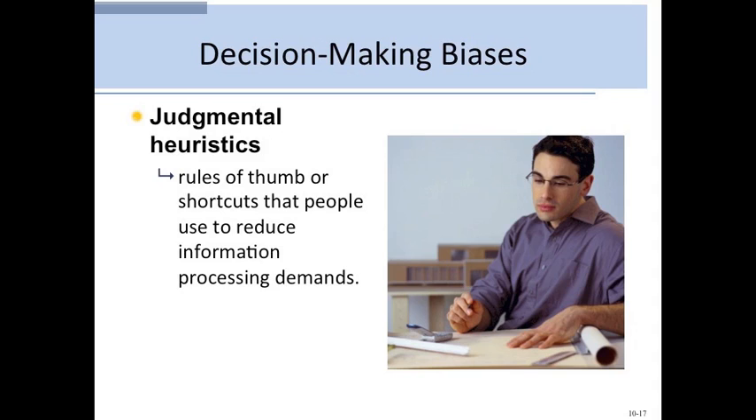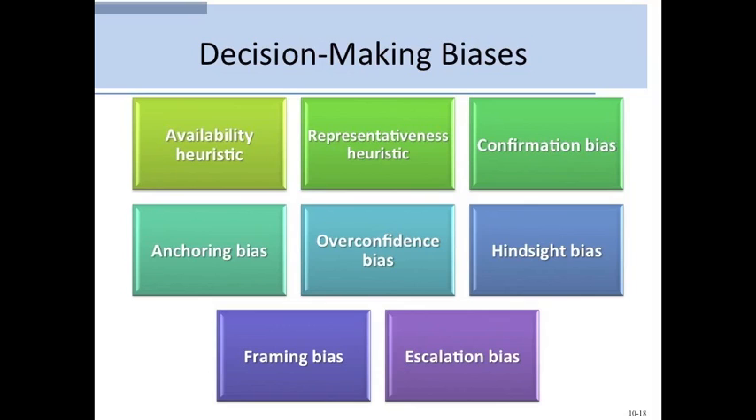A lot of times people use what are called judgmental heuristics, or rules of thumb, or shortcuts. They help reduce the information. Because again, going back to bounded rationality, they don't have the time or necessarily the ability to analyze all information, so they create these shortcuts and simplify the process. And here are a few of these biases. I'm not going to talk about all of them, just a couple of them. Availability heuristic, meaning that we use information that is most readily available to us when we make decisions.